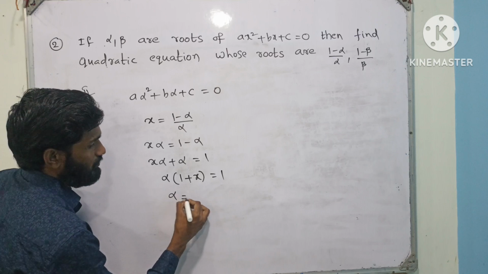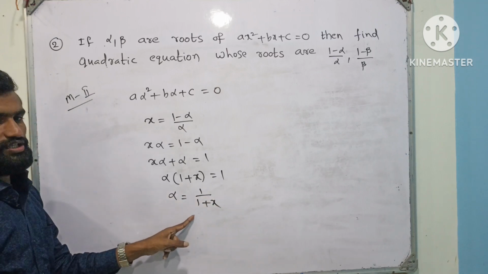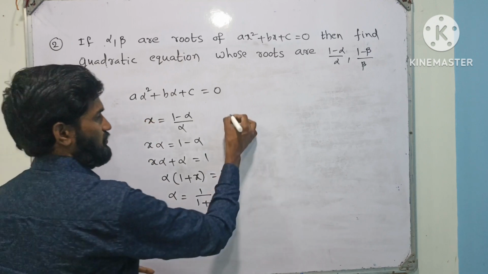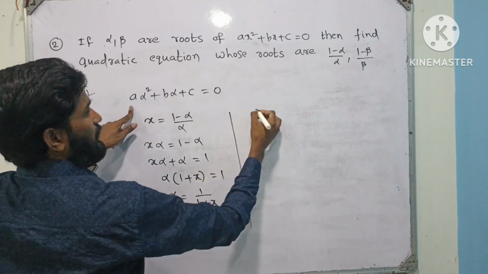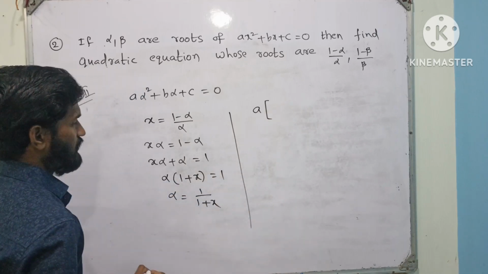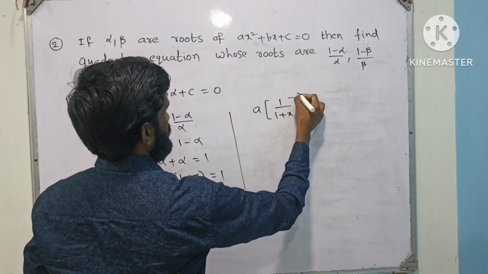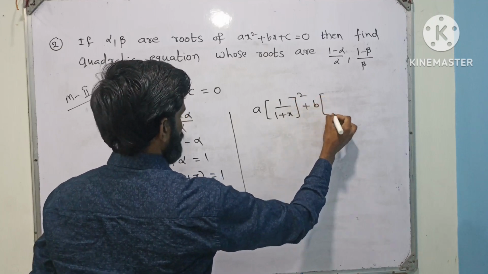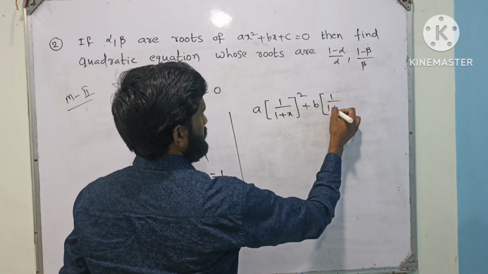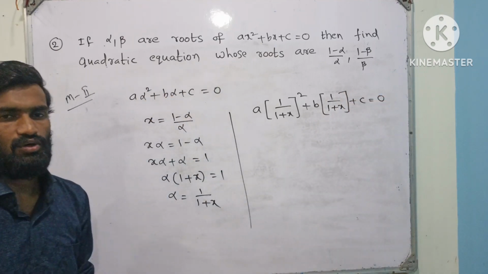So from this, alpha equals what? 1 by (1 plus x). So simply you need to substitute this alpha in this equation. So what will you get? a into alpha, which is 1 by (1 plus x) whole square, plus b into 1 by (1 plus x), plus c, which equals 0.